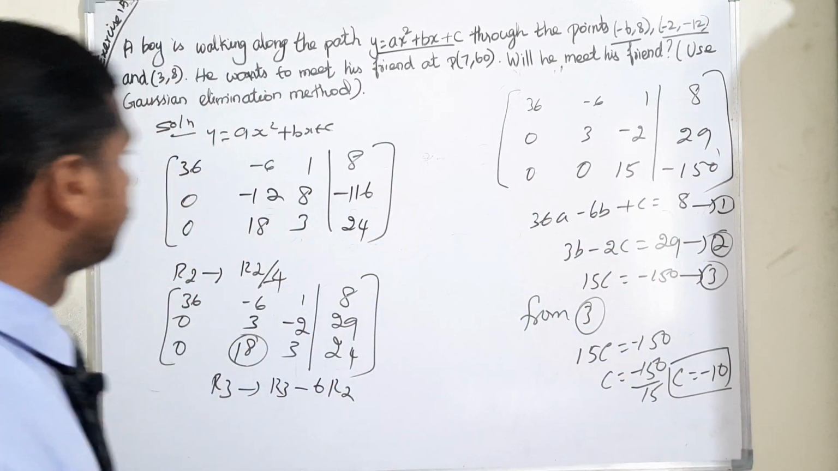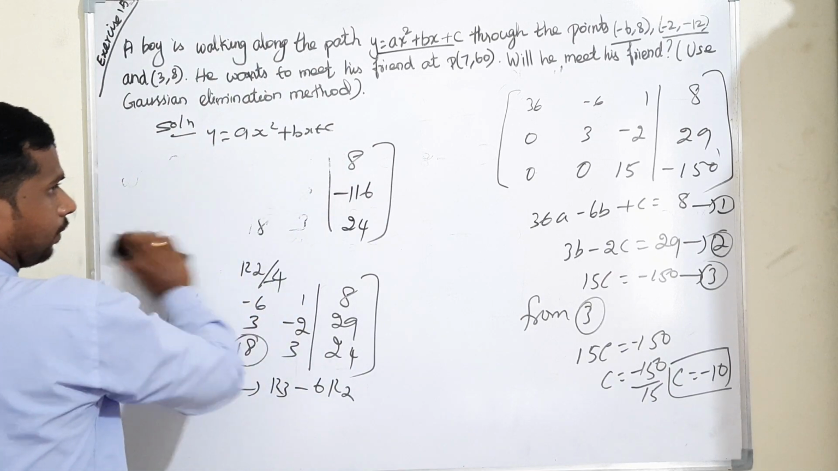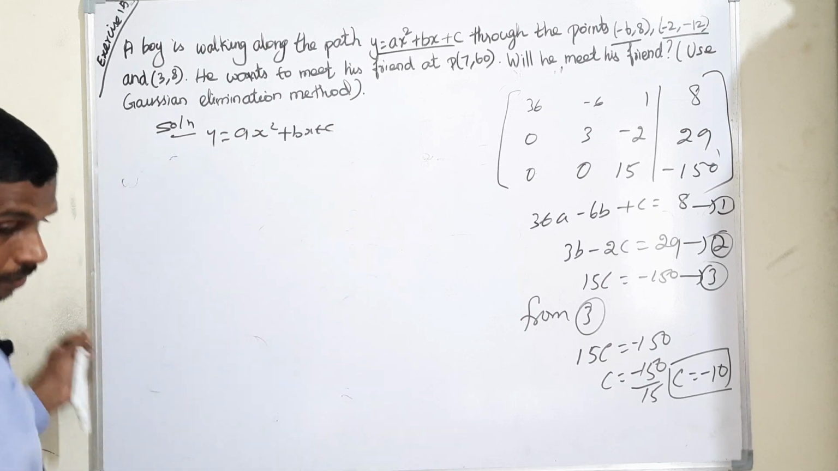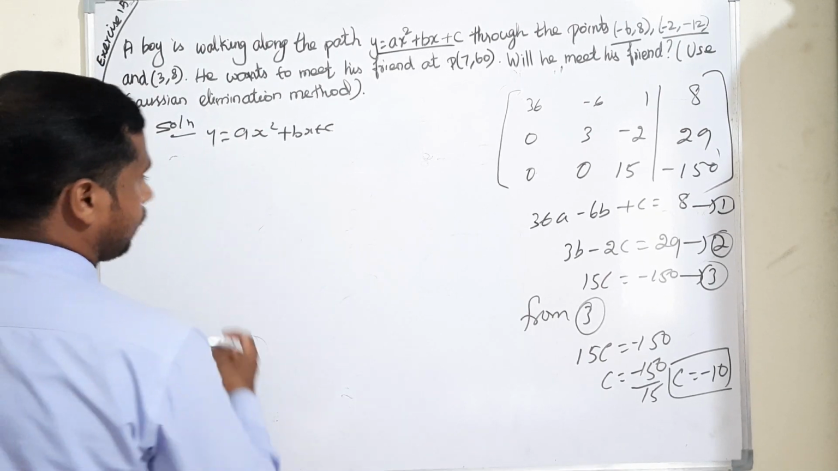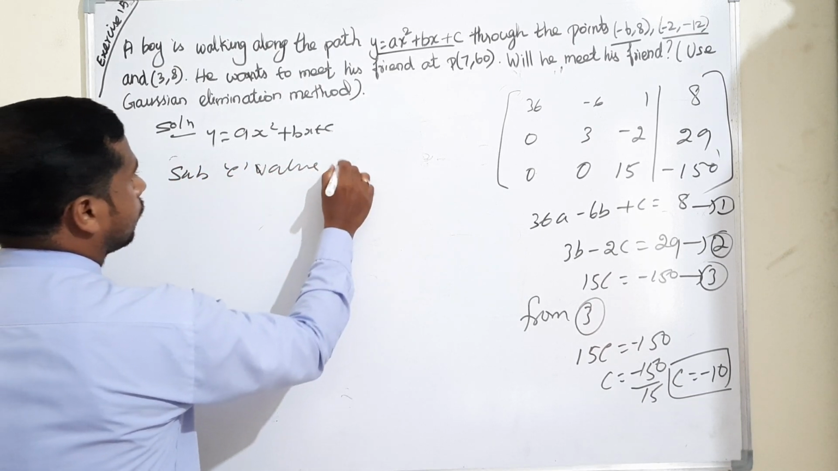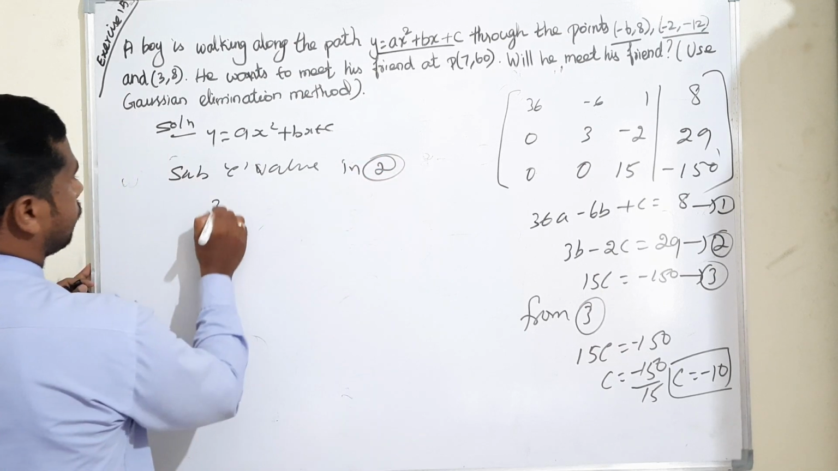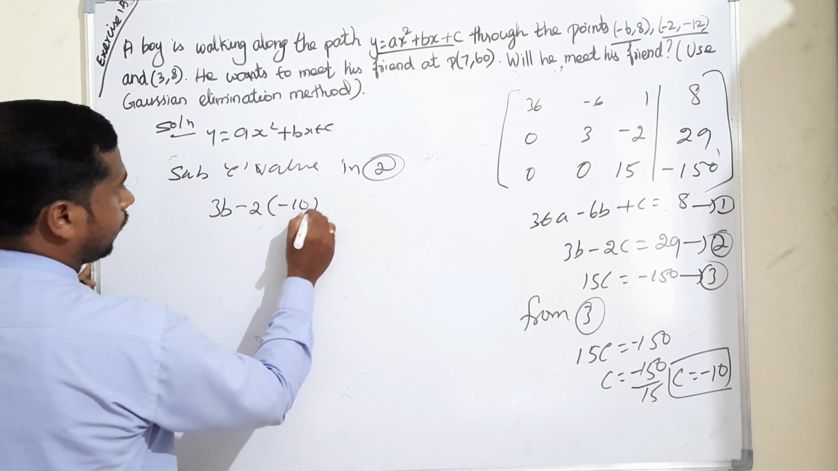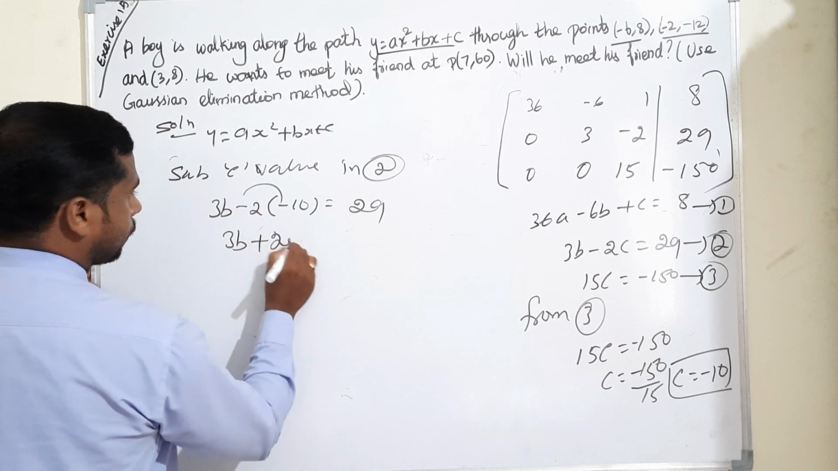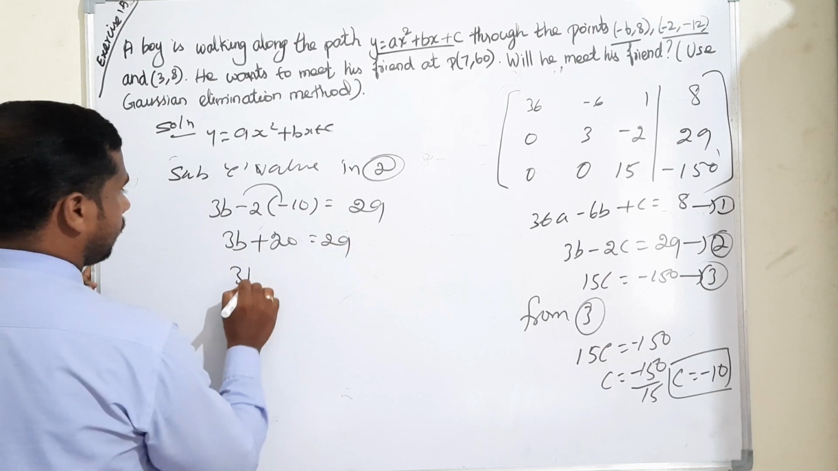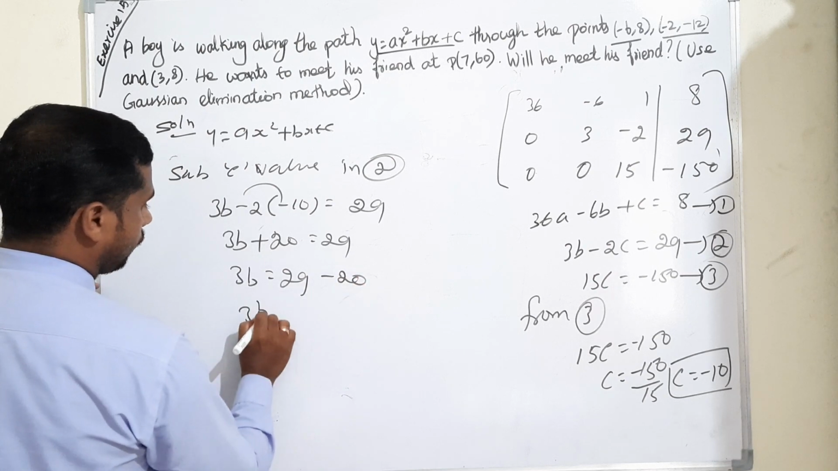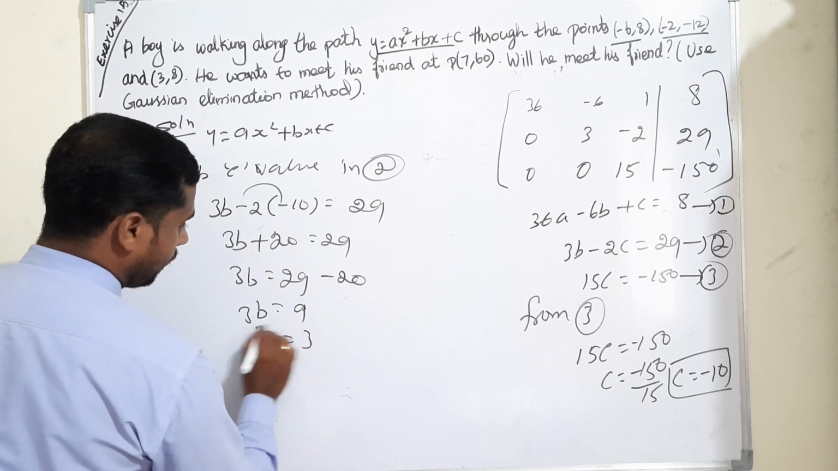The next term. So c is equal to minus 10. Substitute the c value in equation number 2. 3b minus 2 into minus 10 is equal to 29. Again 3b, minus into minus is plus 20, is equal to 29. Again 3b is equal to 29, bring 20 to the opposite side, minus 20. So 3b is equal to 9. Therefore b is equal to 3.